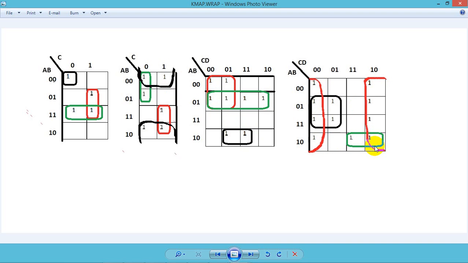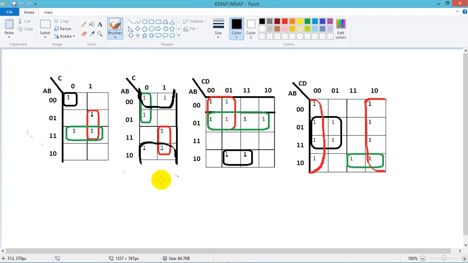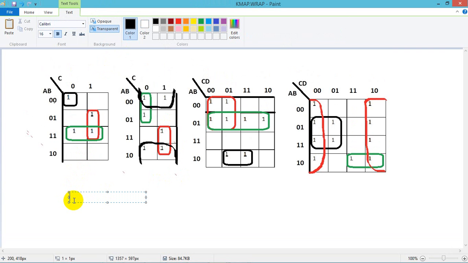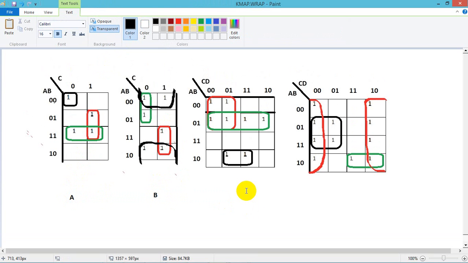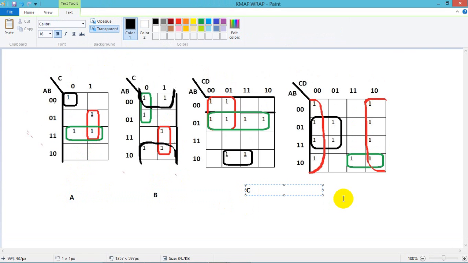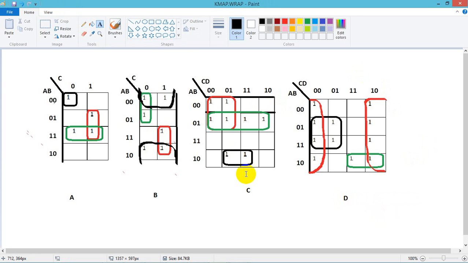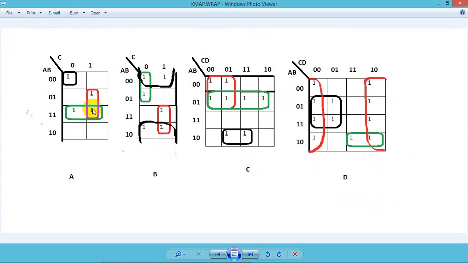Now if you want to write the expression, let's again name our tables so that we'll be able to follow. Let's say table A, this is table B, and this is table C, and this one is table D. Okay, now let's say we want to write the expression for this one.